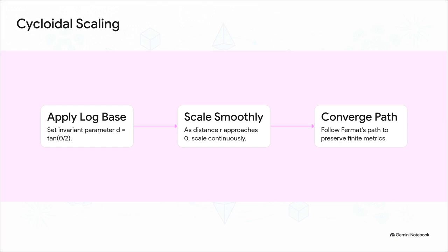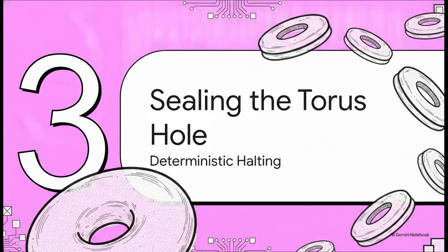Step 2 is where the magic happens. As our interaction distance r approaches zero, instead of hitting a brick wall and dividing by zero, the half-angle parameter smoothly and continuously scales. It just flattens right into a straight line at its limit. And step 3, the wave packet converges exactly onto Fermat's path of least time. Finite metrics are preserved from start to finish, the math stays perfectly intact, and we get no infinities. Moving right along to section 3, sealing the torus hole.